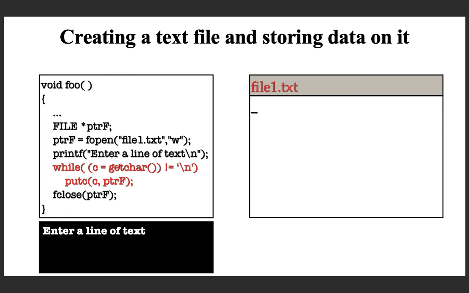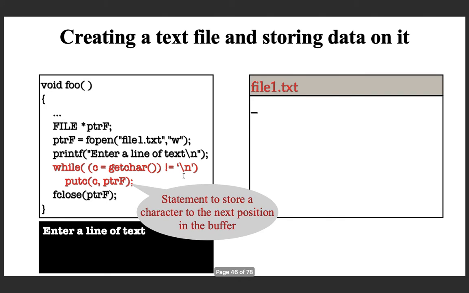What is it? It is a loop. You are reading a character until the character read is the new line character. That is, until the user presses the enter key, you are reading characters one by one. And after that, you are calling a function called putc, which is put character, a function to store a character to the next position in the buffer. Actually, you want to store it to the file, but in fact this function is writing it to the buffer in the next position. We shall see the syntax formally later. You are saying that this character needs to be written into the buffer represented by this pointer variable.